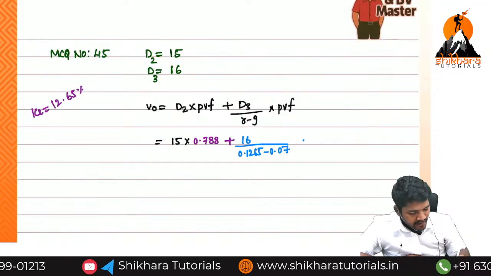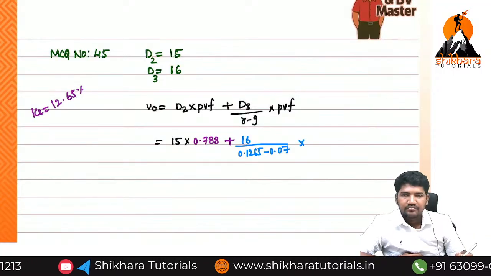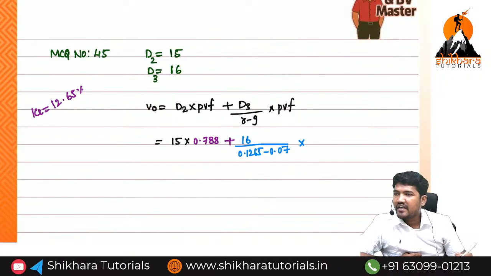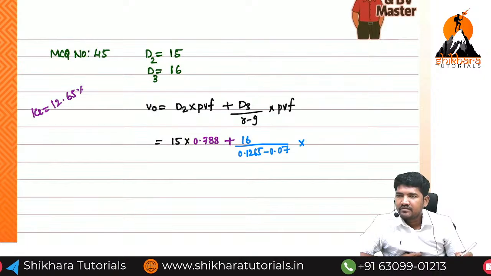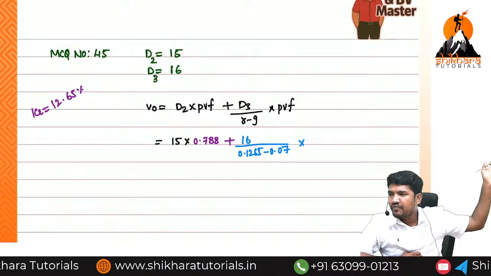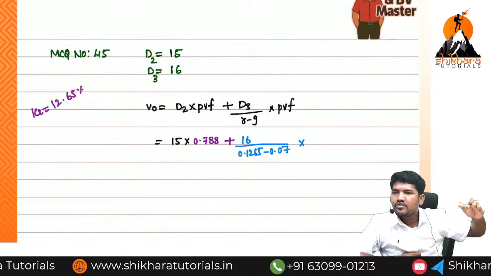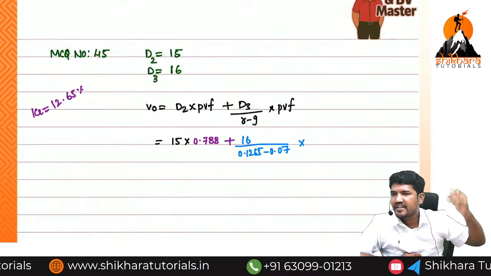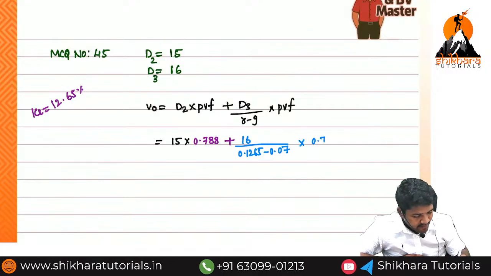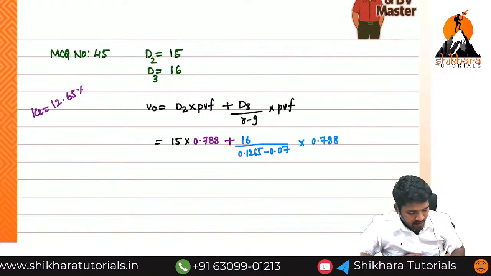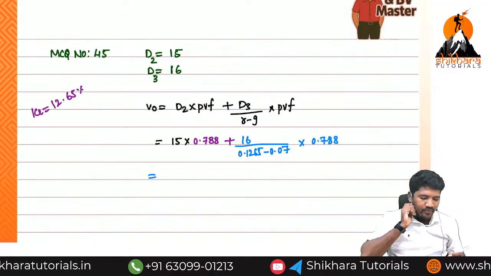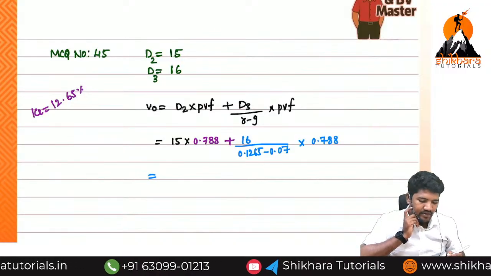Now please tell me the present value factor for which year? Third year or second year ending? Second year ending. Third year beginning to infinite life. So which year end is it? Second year end. So again it is 0.788. Now please tell me the D2 value: 15 into 0.788.